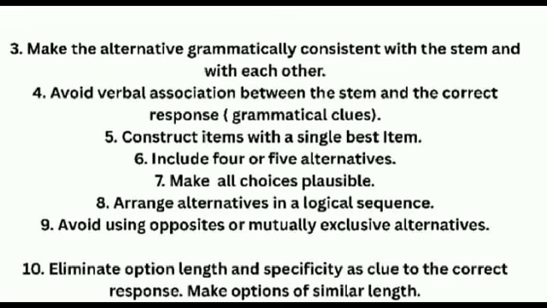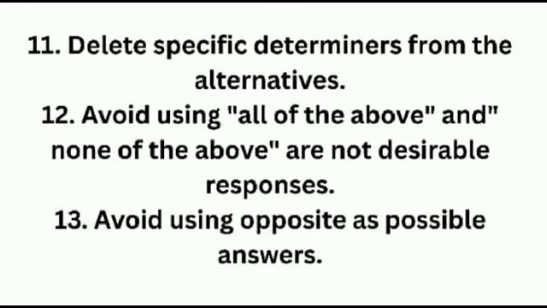Number 9 is avoid placing contrasting options together as this can make the correct answer obvious. Next is the length and level of detail of options should be roughly equal. Next is delete specific determiners from the alternatives. Example is remove absolute terms like always, never, all, or none from the answer options themselves as this can act as a clue.